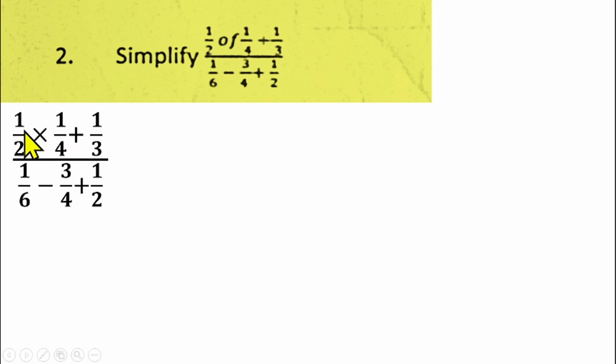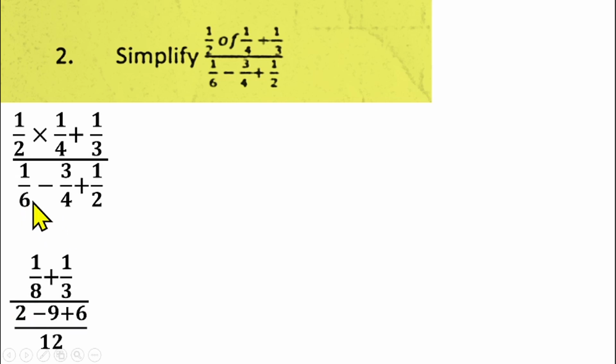For the numerator we have to apply BODMAS, so multiplication will come before addition. For the denominator, you are having subtraction and addition, so we can find the LCM of the denominators and add and subtract. For the numerator, 1 times 1 gives us 1 over 2 times 4 is 8. So that gives us 1 over 8 plus 1 over 3 at the numerator. At the denominator, the LCM of 6, 4, 2 is 12. Then 6 in 12 is 2, 2 times 1 gives us 2, minus 4 in 12 is 3, times 3 gives us 9, plus 2 in 12 is 6, times 1 gives us 6.